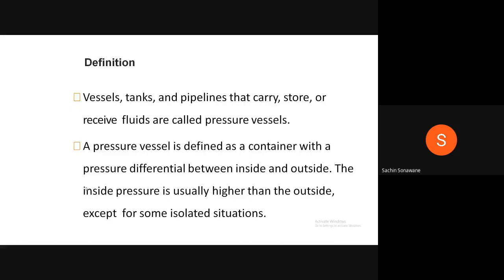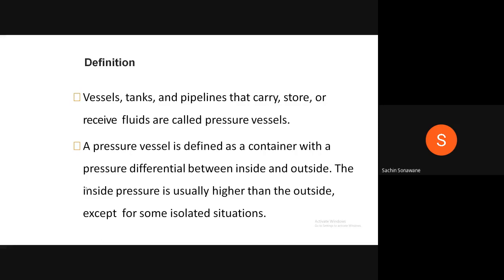Now, definition. What is meant by pressure vessel? Vessels, tanks and pipelines that carry, store or receive fluids are called pressure vessels. A pressure vessel is defined as a container with a pressure differential between inside and outside. The inside pressure is usually higher than the outside except for some isolated situations. Therefore, in our day-to-day life, we are observing these pressure vessels.